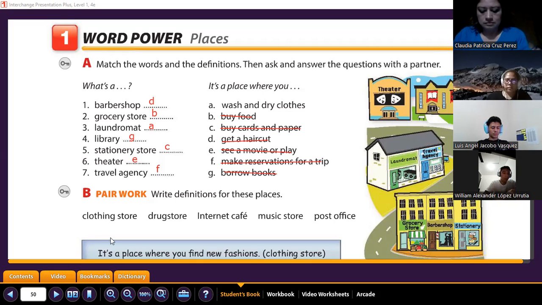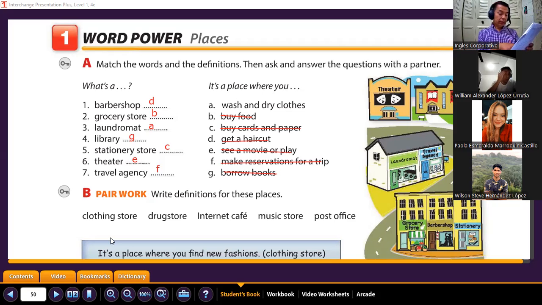For example, I will make the question and you say, it's a place where you, right? Let me see. And I'm going to choose the student. The student is Veronica. Veronica, what's a pupuseria? Do you copy, Vero? Okay, so I will choose another student. Sorry, teacher. Now, what's a pupuseria, Veronica?